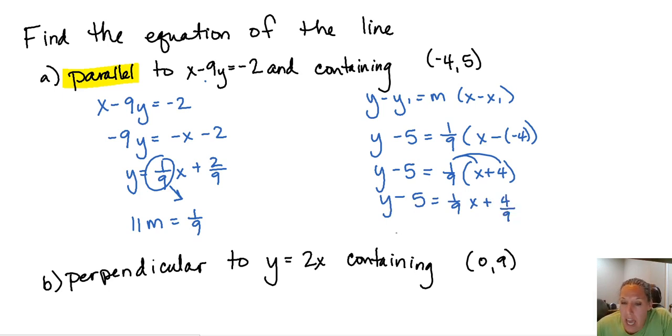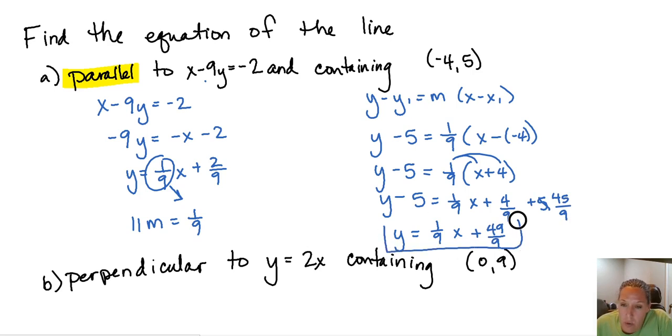And then our last step is to add 5 to both sides. That'll leave us with just y on the left-hand side. 1/9 x, 4/9 plus 5, we need to get a common denominator there. 5 is the same thing as 45 over 9. And so 4/9 plus 45/9 is going to give us plus 49 over 9. There's no common factors there, so that will be our equation. y equals 1/9 x plus 49 over 9.